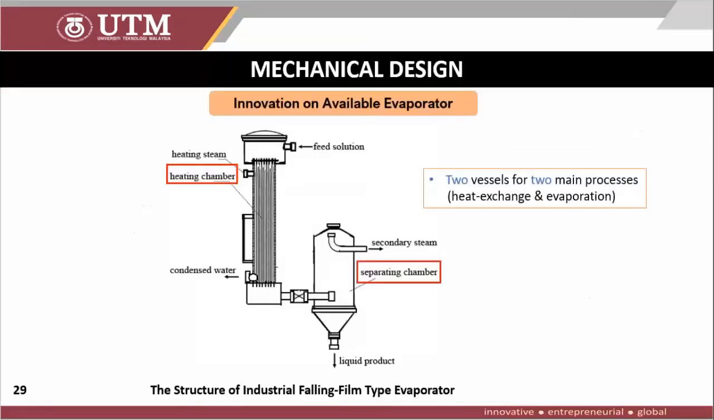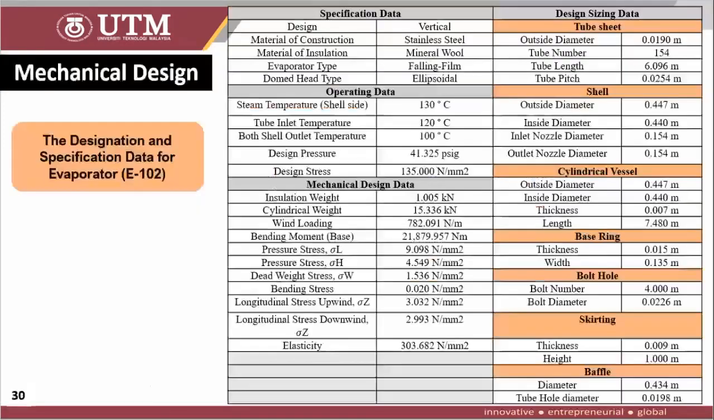This diagram shows the structure of available industrial falling film type evaporator. In current industry, the typical falling film type evaporator has two vessels for two main processes. The first vessel is for the heating chamber and the second vessel is for the separating chamber. And this table shows the designation and specification data for the evaporator. This table summarizes the specification data, operating data, mechanical design data, and design sizing data.